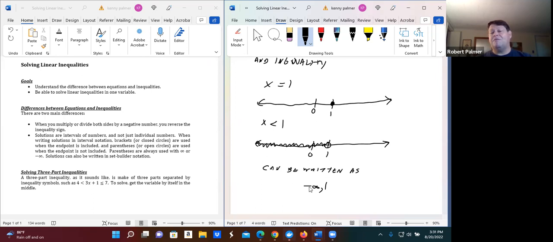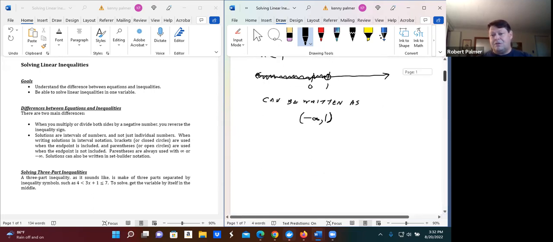Of course, infinity or negative infinity are not numbers. They're just kind of ideas that keep going forever. Now here, since this was less than, 1 wasn't included, we indicate that by using parentheses. And as it says, with infinity or negative infinity, we always use parentheses because they're not actually numbers. They can never be included since they're not numbers. So we can also write that in interval notation like that. Now, let's look at solving some examples.